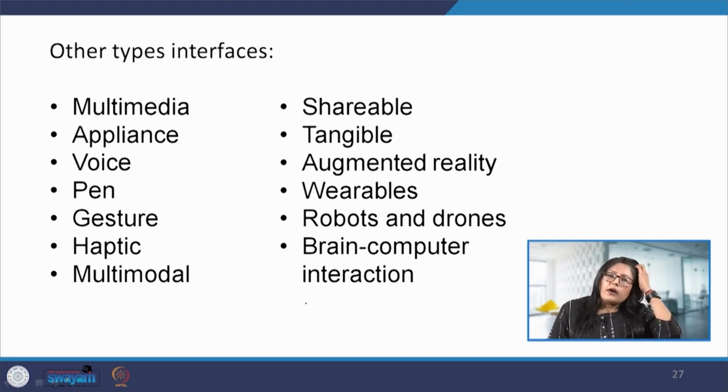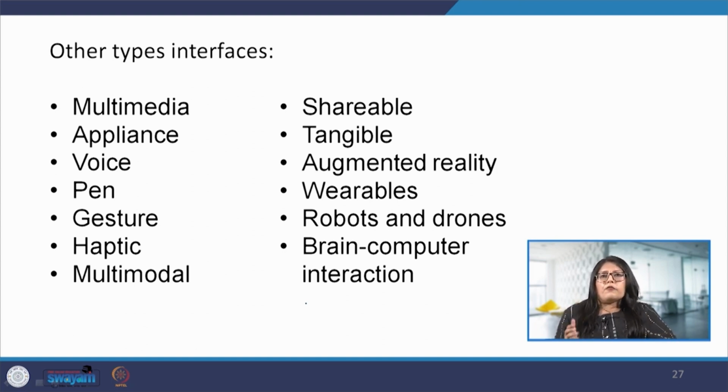Some other types of interfaces we can see are multimedia and shareable interfaces. Shareable interfaces are also a very interesting area of study, because it has been found that when people interact on a shareable device, they learn better, and they also get to see the response of the other person quickly. For example, Figma is one such shareable software where several people can work on the same file at the same time. We will see some examples from Figma also in the upcoming lectures.